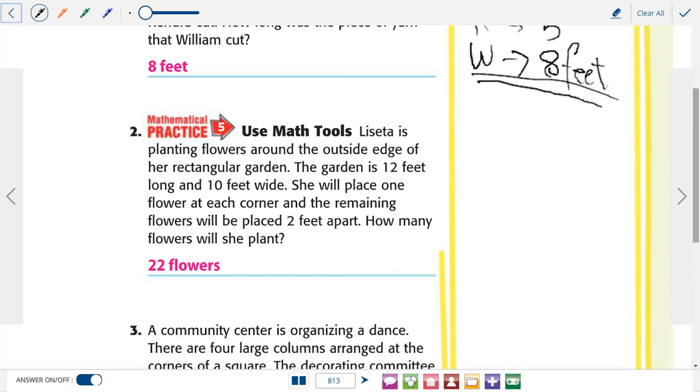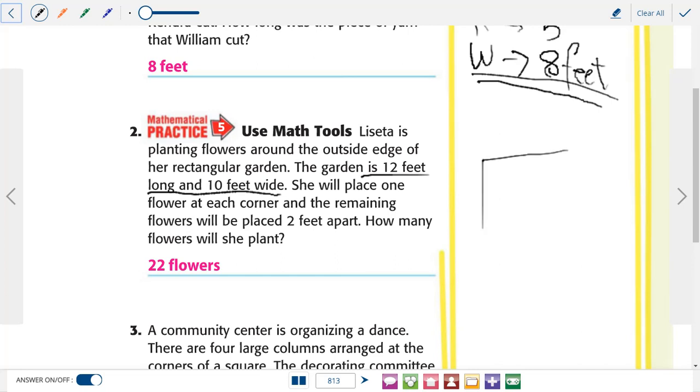Lista is planting flowers around the outside edge of her rectangular garden. The garden is 12 feet long and 10 feet wide. So we know that the garden is 12 by 10. She will place 1 flower at each corner, and the remaining flowers will be placed 2 feet apart. How many flowers will she plant?